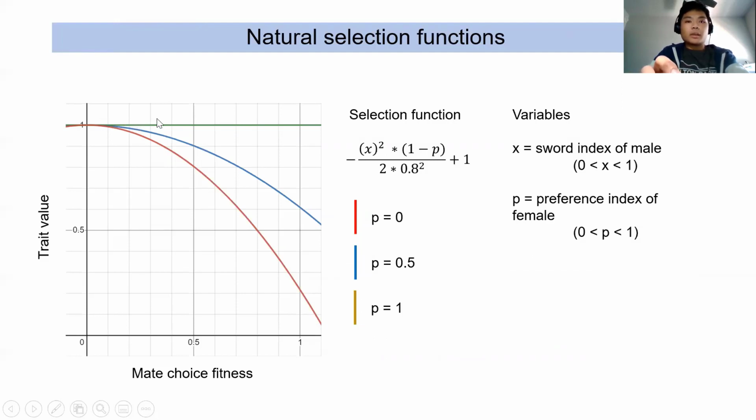Here you can see how females with a preference value of 1 experience this apathy-like selection for the SWORD, with no preference at all, while females with a preference value of 0 experience strong antipathy for the SWORD, preferring males which do not have this trait.